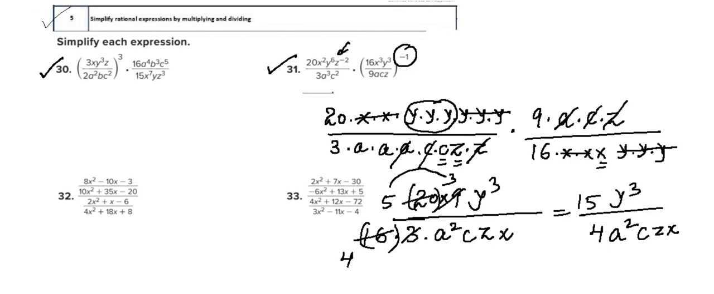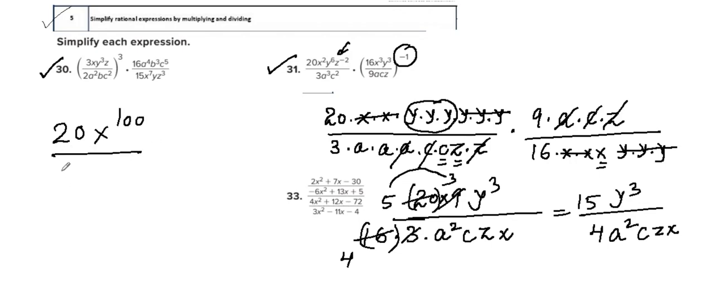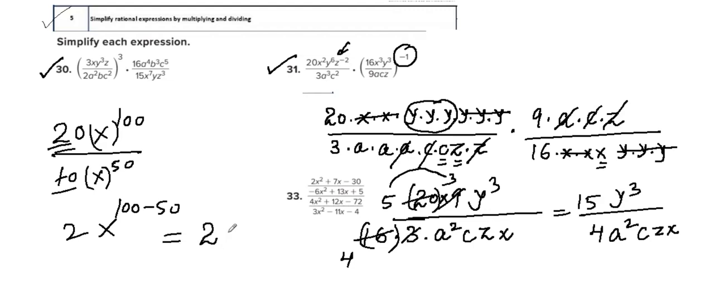This is how we do it if the powers are bigger. Suppose I'm giving you 20x power 100, you will not write x 100 times. Then use the formula: when the base is the same, the power will be subtracted. 20 divided by 10 is 2, and x power 100 minus 50, so it will become 2x power 50. So don't write x 100 times, otherwise the whole time will go in writing x only.